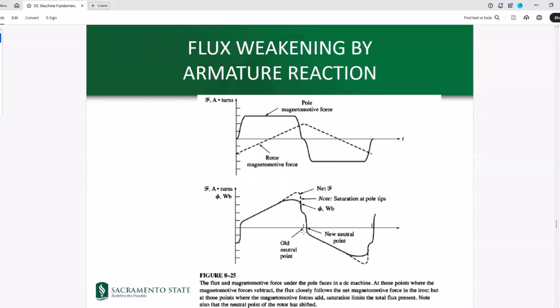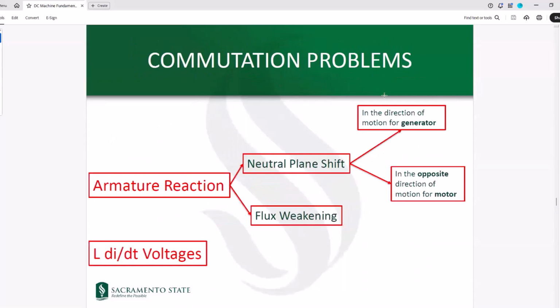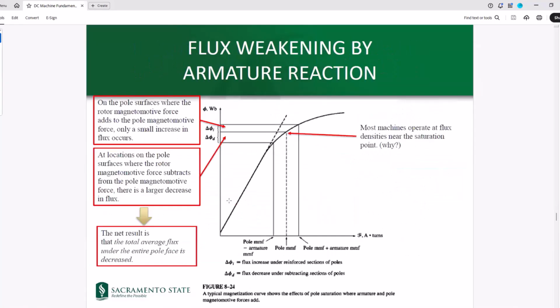All right, so we talked briefly about the problems of the commutation: armature reaction and L di over dt voltages. Armature reaction caused neutral plane shift, caused overall flux weakening, and L di over dt voltages also cause sparking. So neutral plane shift also causes sparking. Both of these are causing some issues for us in the machine.